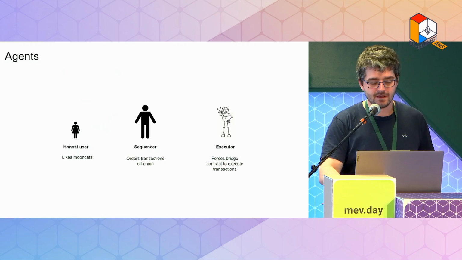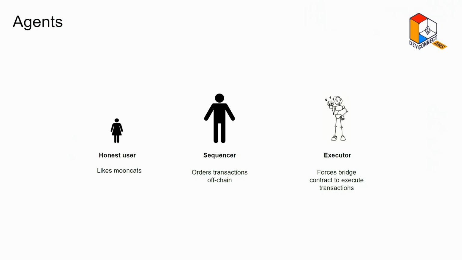We're going to cover the agents, an overview of the validating bridge, and finally the security properties, which will be important for, of course, MEV. So the agents are the following. We have the honest user, Alice. Alice likes mooncats.